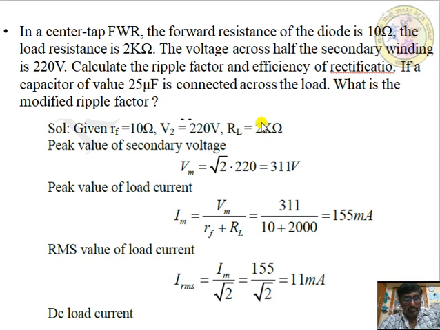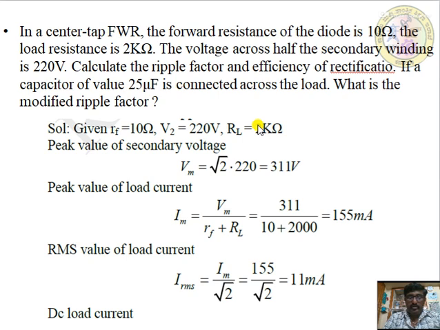So we are just going for one of the problems. In a center tap full wave rectifier, the forward resistance of the diode is 10 ohm, the load resistance is 2 kilo ohm, the voltage across half the secondary winding is 220 volts. Calculate the ripple factor and efficiency of rectification. If a capacitor value of 25 microfarad is connected across the load, what is the modified ripple factor?